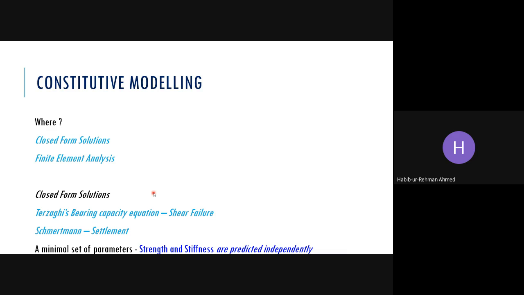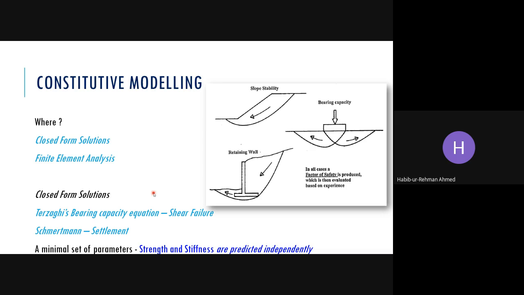Now, the most important limitation of this usage is that we have a minimum set of parameters, and strength and stiffness are predicted independently. So we cannot combine the strength and stiffness behavior in this form of solution. We can combine them in finite element analysis, but even then the results sometimes remain the same. First of all, let me show you where we use these, like in slope stability.